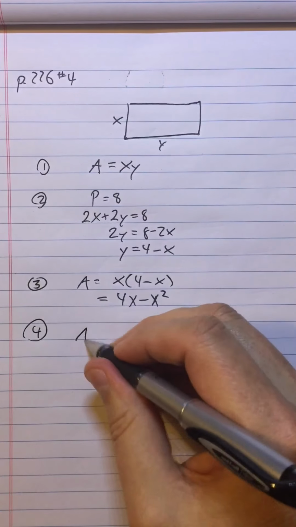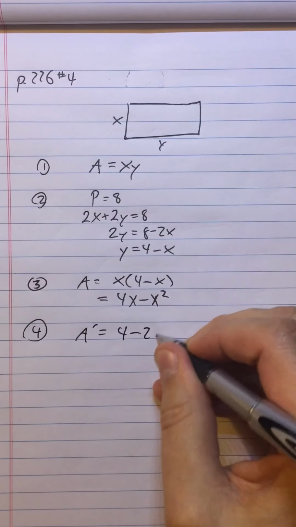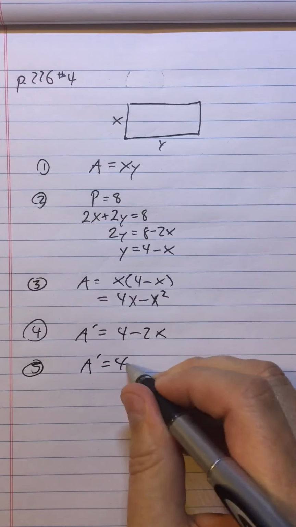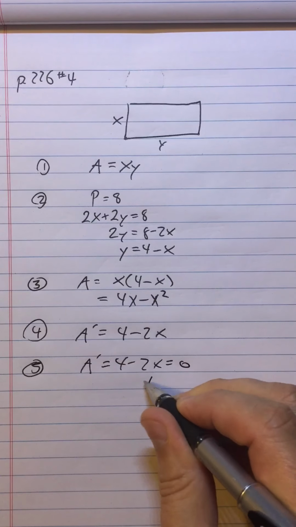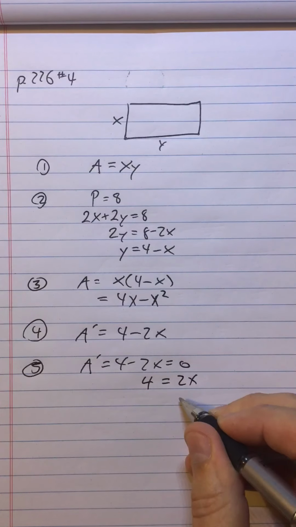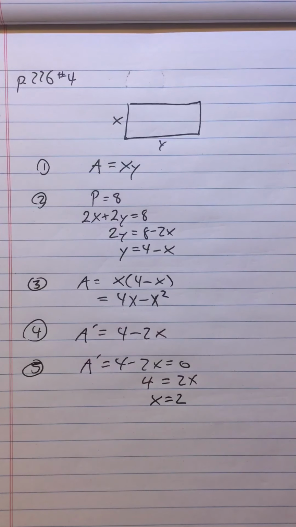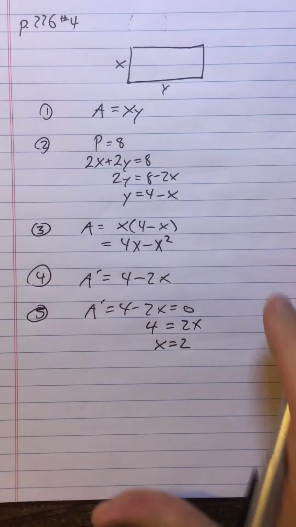Step 4 is we find the derivative. Look how easy it is to find the derivative. It's 4 minus 2x. Step 5, I have to set it equal to 0. How easy is that? 4 minus 2x equals 0. And in less time than it would take me to look up the vertex formula, I already know that x equals 2.